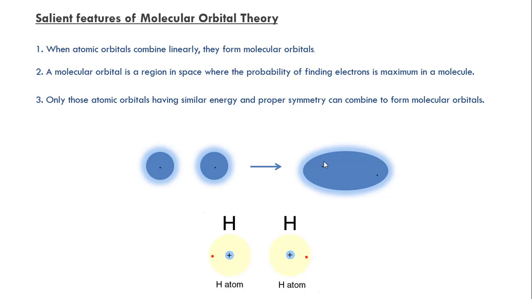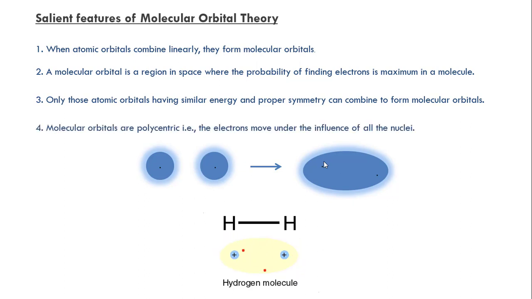As we already discussed in valence bond theory, in order to overlap or undergo hybridization, they must have a similar energy. So the atomic orbitals must have a similar energy, and proper symmetry is also required here. The symmetry of the atomic orbitals also plays a very important role. Whenever they have almost similar or the same energies and proper symmetry, only then can they combine with each other and form molecular orbitals.